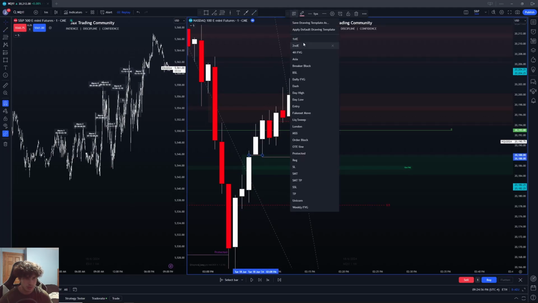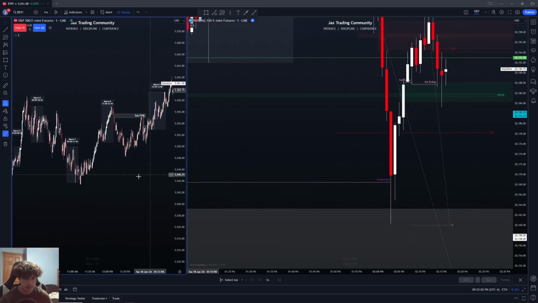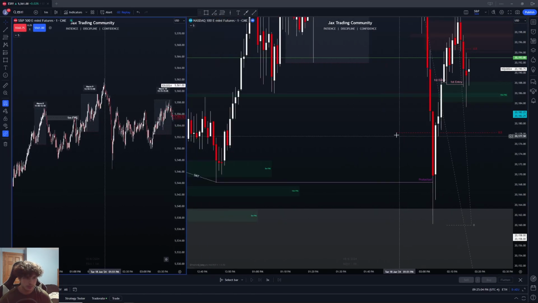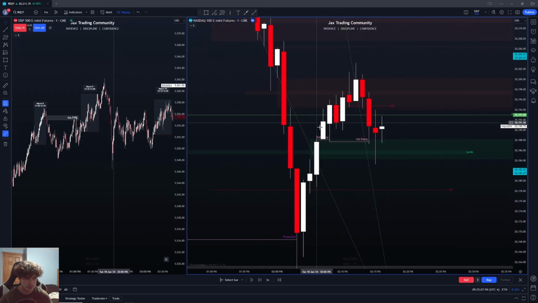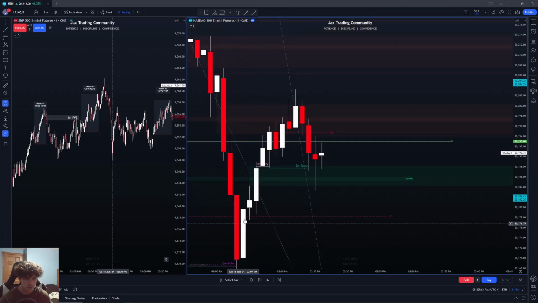We have this one, which is where we have this protected low gets taken. Let's just check and see if there's an SMT. There's no SMT here. But we take out this protected low, displacement up, we tap into this. This would be first entry. Now, this gets respected. I would want to see a second entry possible. So that does get respected.